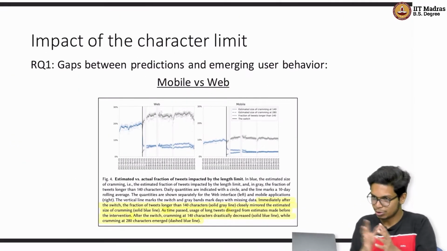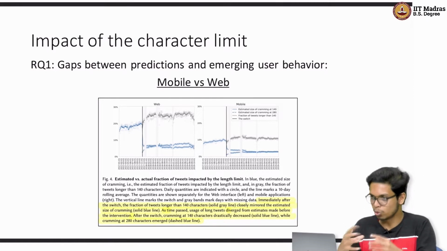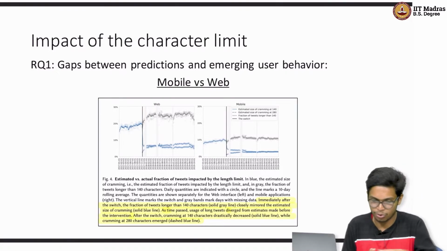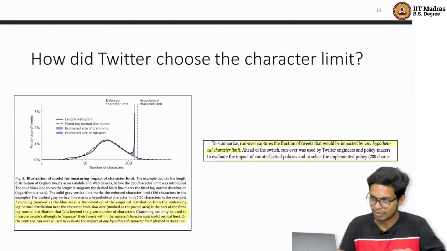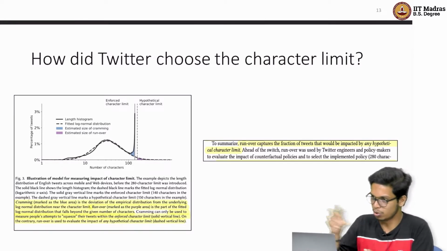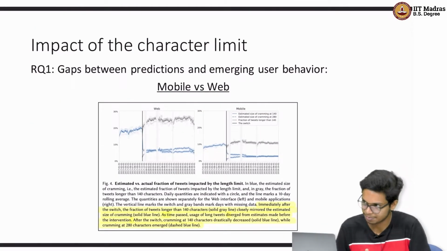Right, so this was the theoretical or mathematical modeling of how Twitter chose the new character limit of 280. As I already said, 140 was the limit before, and based on the cramming and run over analysis, they saw that 99% of English tweets can fit into a 274 character limit. So why not just round it off? 280 was chosen by Twitter researchers in 2017.